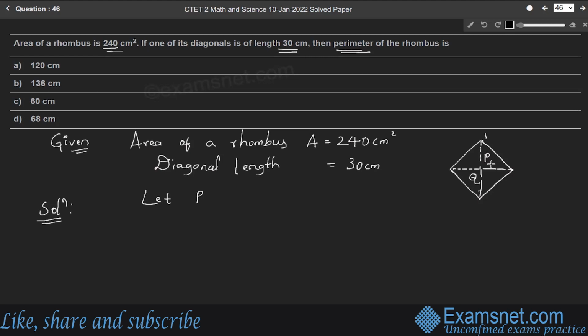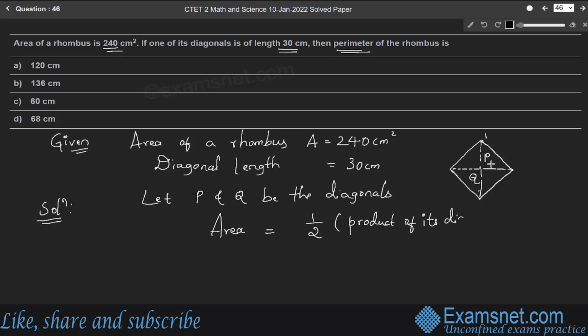Let P and Q be the diagonals, right? So area of a rhombus is equal to half into product of its diagonals. So what is product of diagonals? Half into P into Q. What is area given? 240 centimeter square.